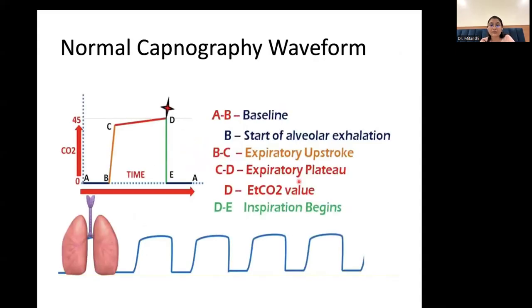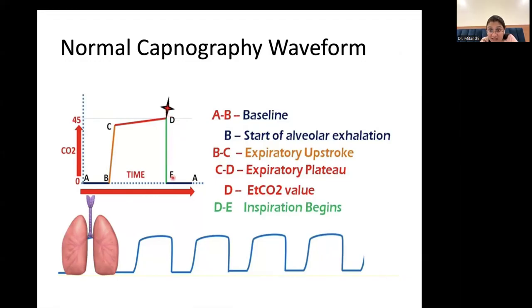Okay, normal capnography waveform, like we discussed. A to B. A to B is my point of baseline. No CO2 here. B to C. Start of alveolar exhalation. C to D. Here it is expiratory plateau, only alveolar gases, no dead space gases, no mixture of gases, only CO2 containing air is coming here. And D is my point of highest CO2 exhalation that will give me my EtCO2 levels, that is end tidal CO2 levels.